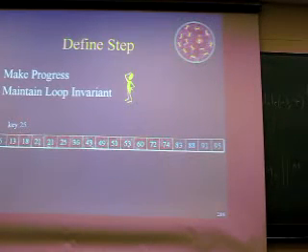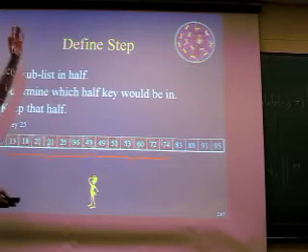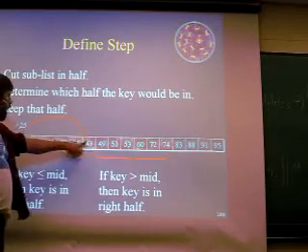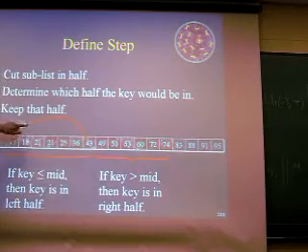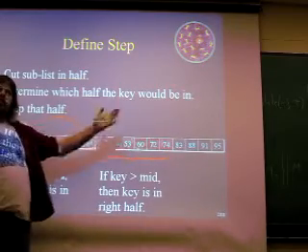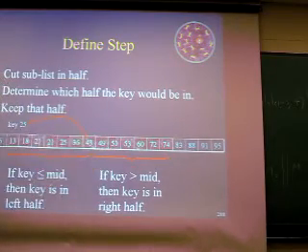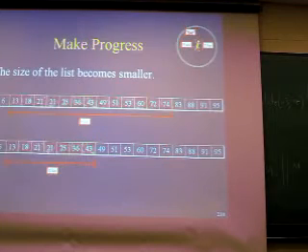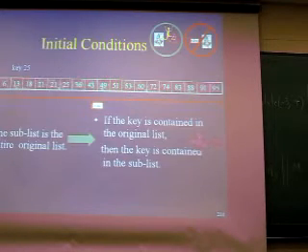And then, how do we make progress while maintaining our loop invariant? Well, you do binary search. You cut it in half. You compare it to some item, and if the key is smaller, you go over there. Otherwise, you go over there. Everybody knows this, right? All right. And then how do we make progress? We keep making the size of our region smaller. In fact, it gets smaller by half each time.